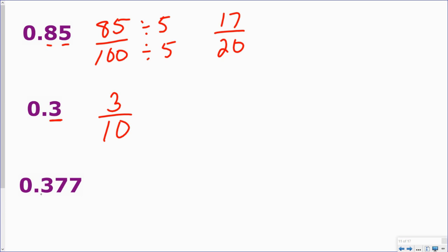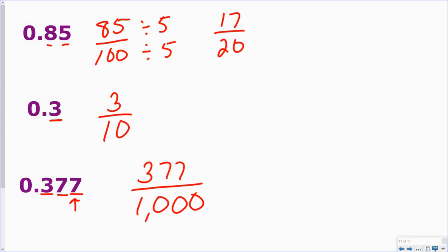Here I have three numbers after the decimal. And so that means the last 7 is in the thousandths spot. So that means I would have 377 over 1000. And again, I can't reduce that down anymore. So I would stay with that fraction.